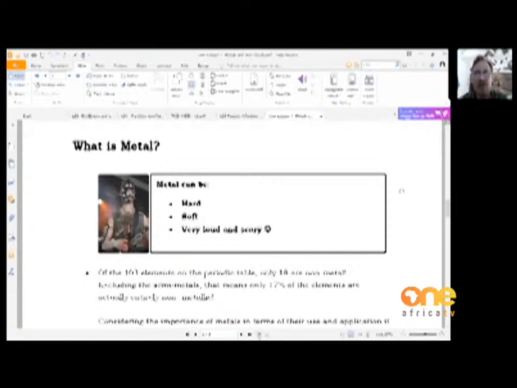You might have come across lead, also a soft metal, and gold. Pure gold, 24 karat gold, is quite soft. So metal can be hard, soft.